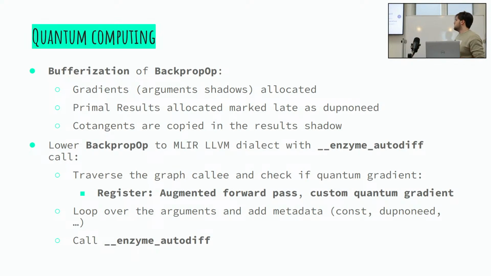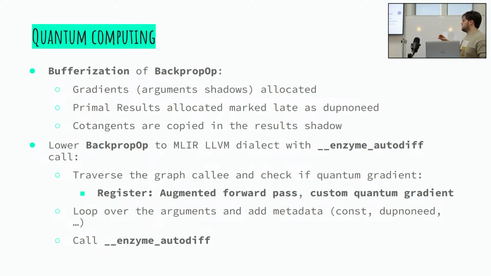That means that we will allocate the gradients, which are the argument shadows. The primal results are also allocated, but marked as dup no need. We have another operation that is value and grad, and we don't mark them as dup no need. But for gradients, that's what we do. After that, the cotangents are copied into the result shadows.